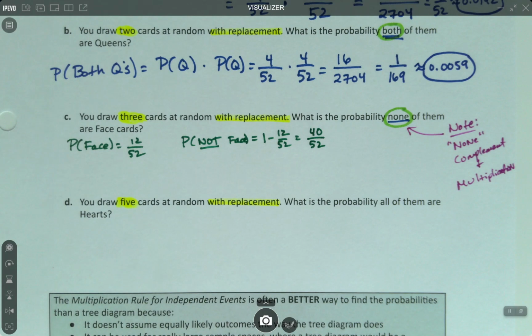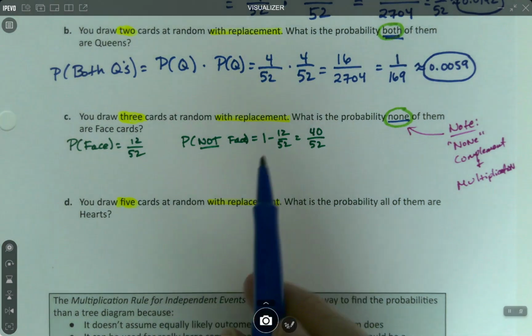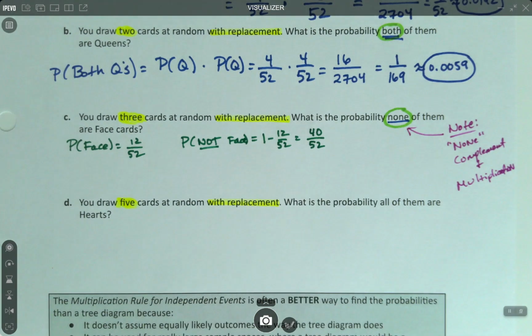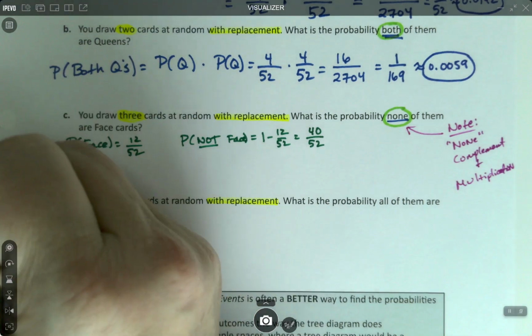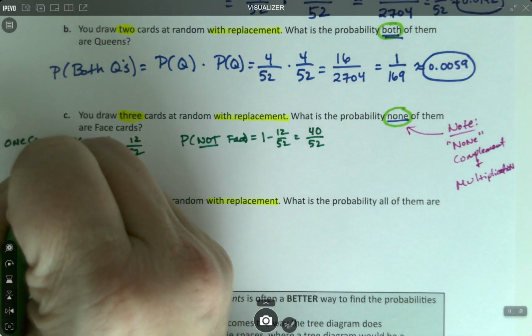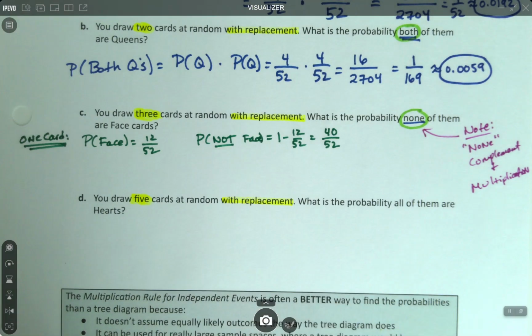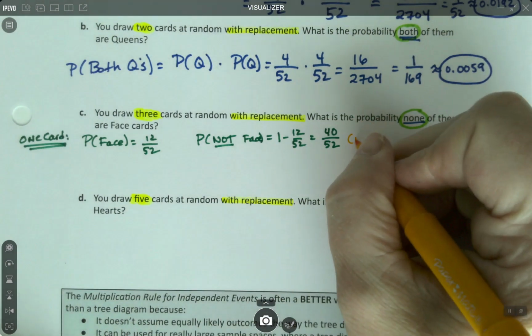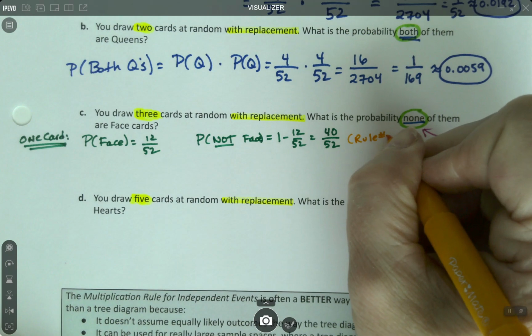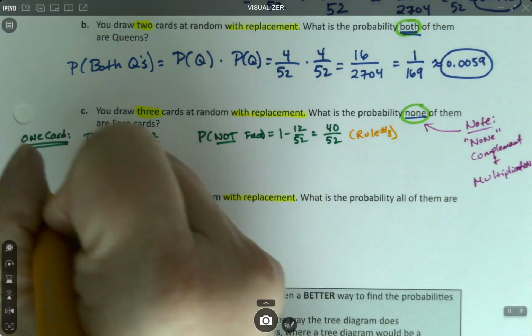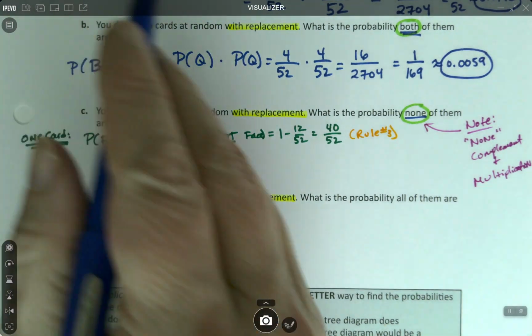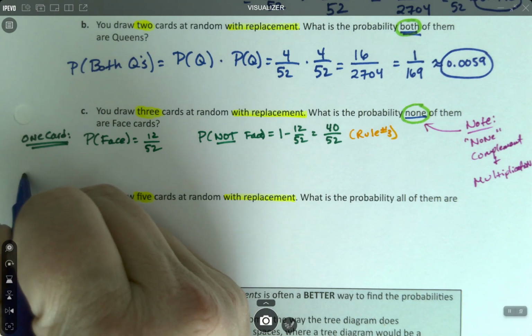All right, now how does this help me? What are we talking about? Well, this is only for one card, right? So this is for one card. This is review. This is the complement rule, right? So this is rule number 3. So now I want to use rule number 4, and I want to talk about 3 cards.